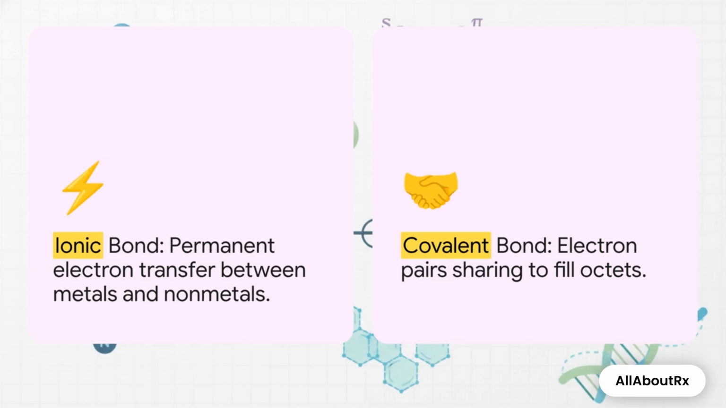This is a permanent transfer of valence electrons, usually between metals and nonmetals, which creates the strong electrostatic attraction between a positively charged cation and a negatively charged anion. Now for covalent bonds, think electron sharing.